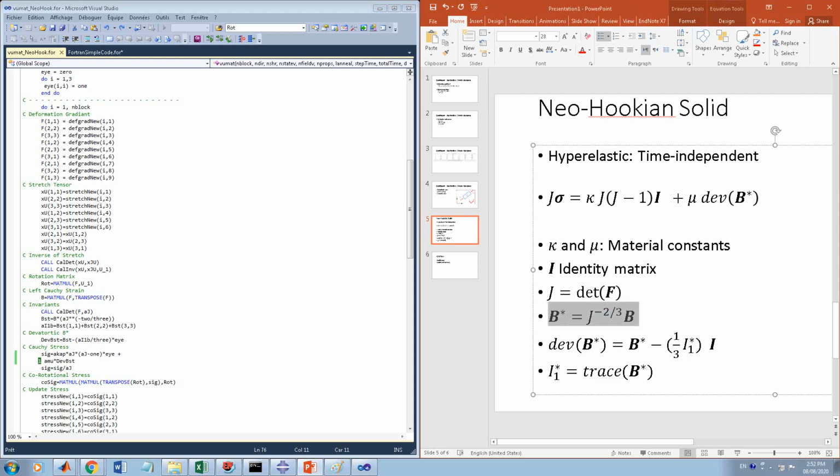So it's pretty simple if you look at it. B star, which is defined as B S T, is this, and I want to calculate the first invariant, or trace, of B star. If you look at it, I've used AI1B. I couldn't use I1B because if I use I, it takes it as an integer, so I added an A at the beginning. So it's just calculating the trace.